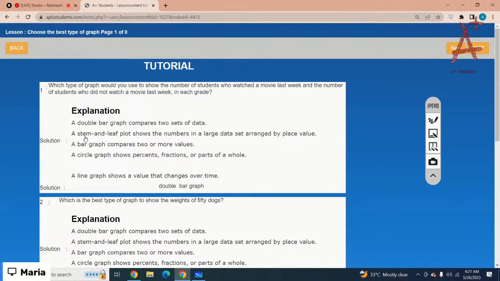So let's start with the first one. The question is, which type of graph would you use to show the number of students who watched a movie last week and the number of students who did not watch a movie last week in each grade? So basically, here is a comparison of two things. The children who like to watch movies and the ones who don't like to watch movies on the weekend. So whenever you have a comparison of two things, you have to use a double bar graph. So for this one, you have to use a double bar graph. Got it? Let's start with the test questions.